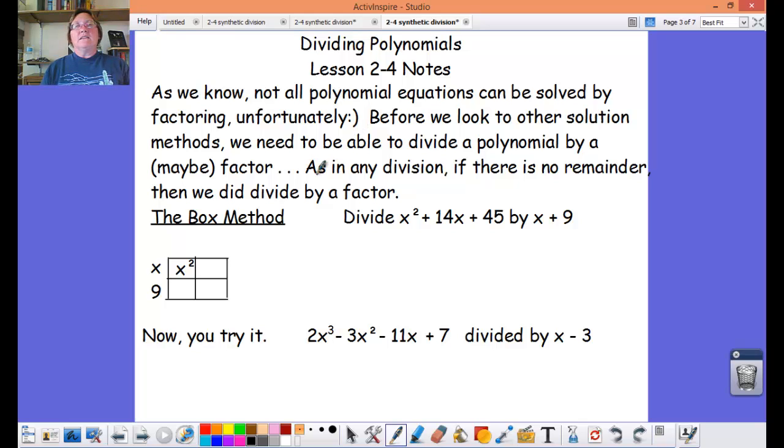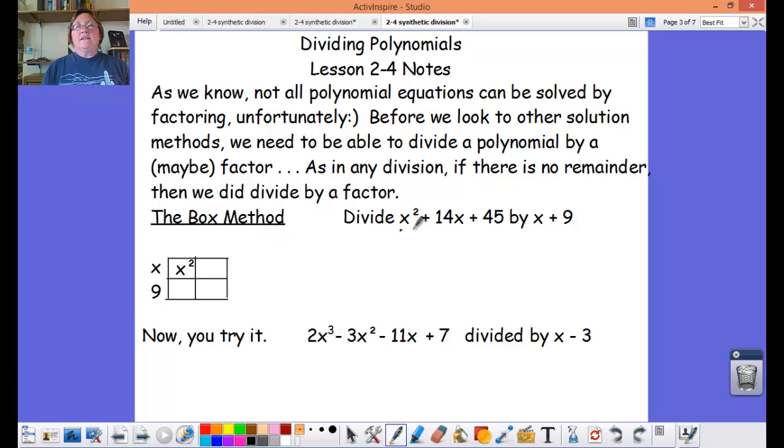And before we look at other solution methods, we have to be able to divide a polynomial to determine if something goes into it evenly. As in any division, if there's not a remainder, you know that you divided by something that divides evenly, okay? And that's what we're looking for. I want to remind you of the box method that you maybe did this with in Algebra 2. And using the box method to divide kind of involves working a little bit backward.